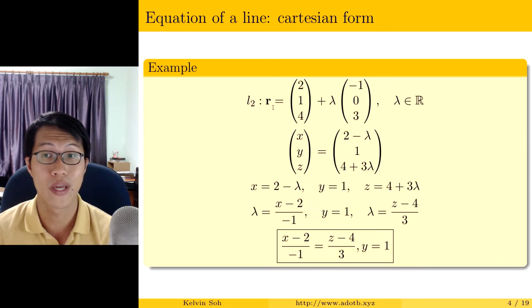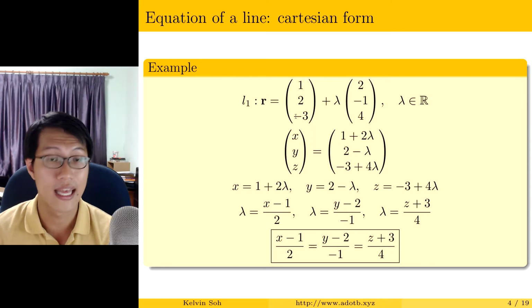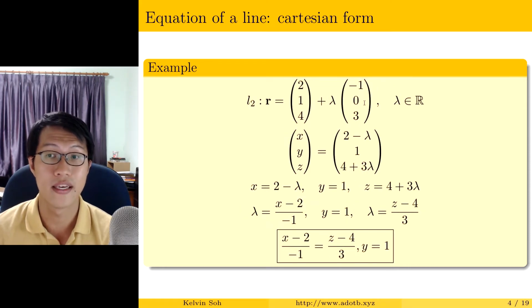Sometimes we may have trouble carrying out the procedure we have outlined over here, in particular if there is a 0 in our direction vector. So let's have a look at this second example. We will do the same as what we have done just now. We combine these two vectors to form 2 minus lambda, 1, and 4 plus 3 lambda, and we let r be x, y, and z.